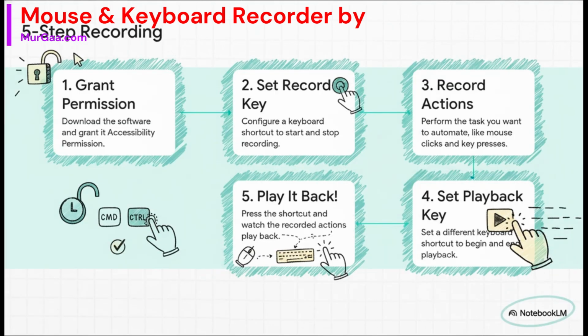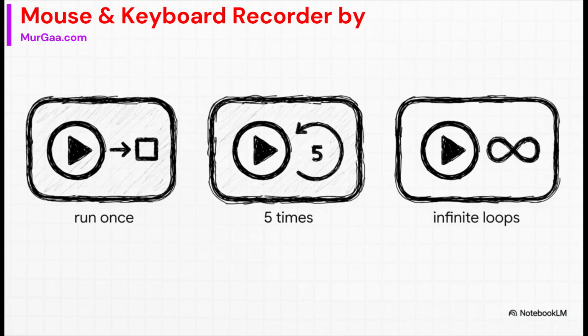And creating your first one is a super quick 5-step process. You just download the software, give it permission to see your screen, then you set a hotkey to start recording. You do your task, heck, even just moving the mouse around for a test. You hit the hotkey again to stop, set a different key for playback, and then you just press it. You'll literally watch your Mac's cursor perfectly mimic your exact movements. It's kind of magical.